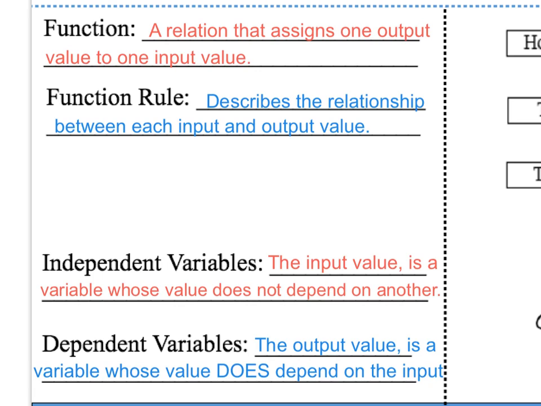So think of it this way. I know I just threw a bunch of different vocabulary words at you. For independent variables, or for the input, think of people who are independent. They don't need anybody else to support them. However, for dependent variables, think about people who need other people to support them.